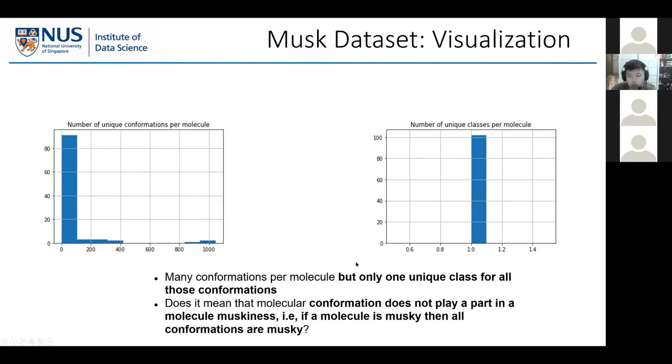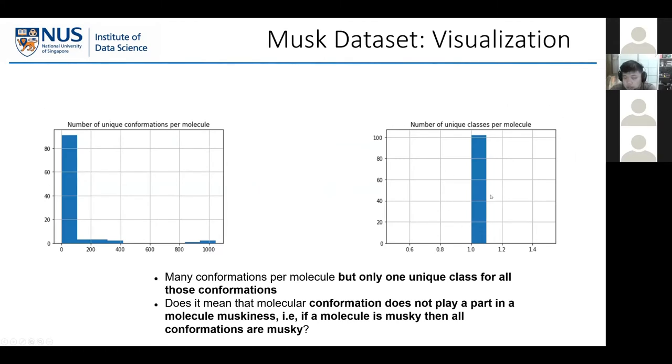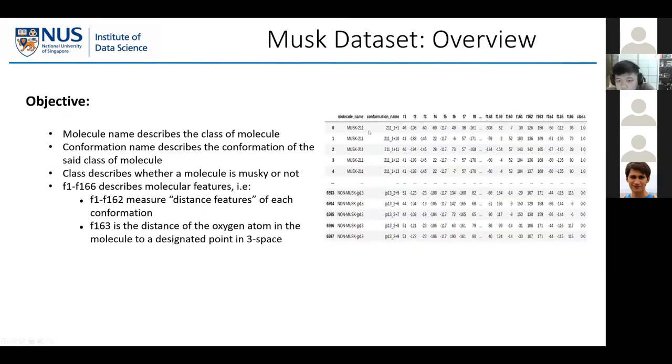Well, when we look at the number of unique classes per molecule, meaning in our data there's this column called class. This tells us whether a molecule is musky or not. You can see MOSC211 is a musky molecule from the name. It has a class 1, meaning it's musky. When we look at the instance labels associated to each molecule, each molecule has only one unique class, meaning all the instances associated with the same bag have the same label. So if you look at MOSC211 with all of its many conformations, all of them have the same label. They are assumed to be musky in this case.